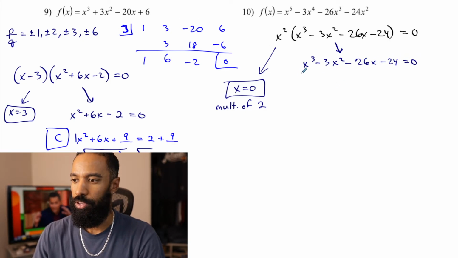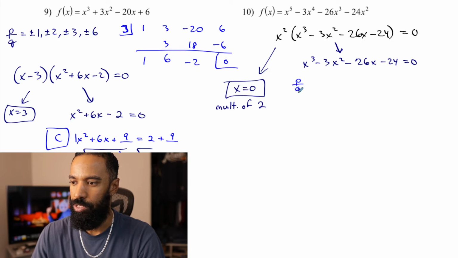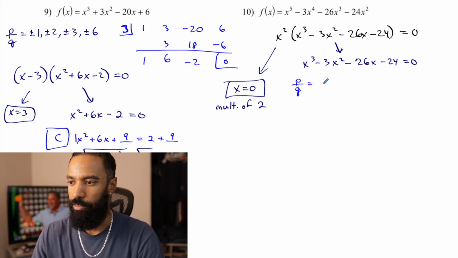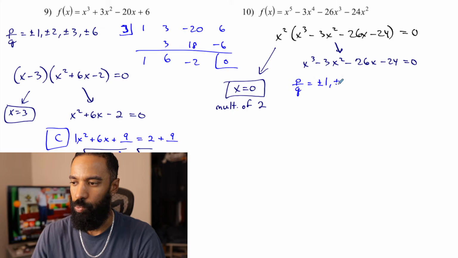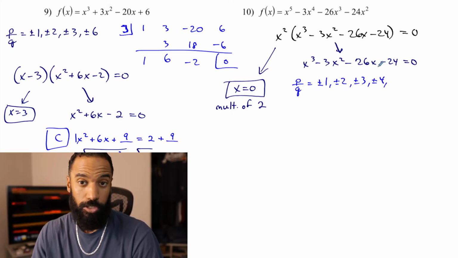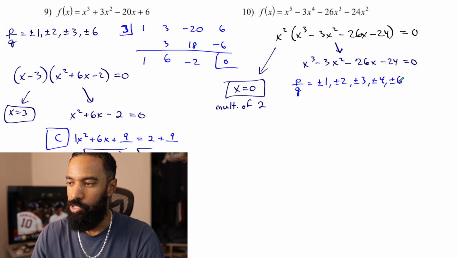Let's go to rational root theorem here, and let's do our p's over q's. Those are factors of 24 over factors of 1. So plus or minus 1, 2, 3, 4. I'm going to just go until I find one of them. 6, 8, 12, and 24.